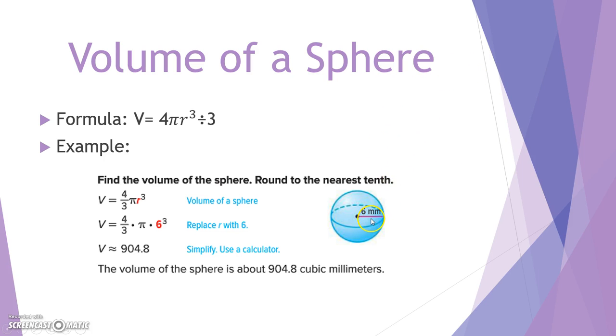Because 6 millimeters is the radius of the sphere, you would substitute r for 6. Then next you would do 6 cubed, which is 216. Then solve 4 times pi, which is still 3.14, times 216, and then divide all that by 3, and the volume will equal about 904.8 cubic millimeters.